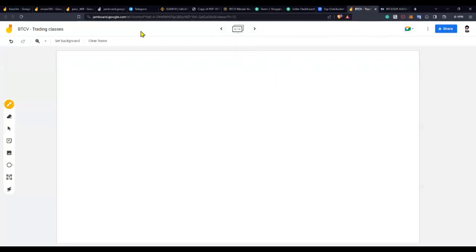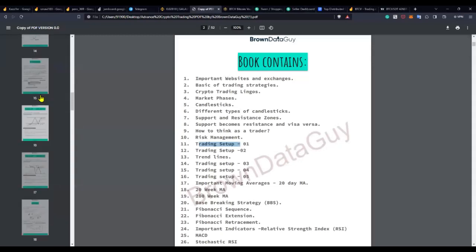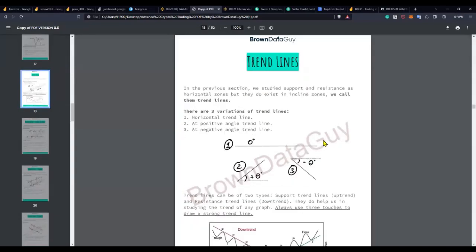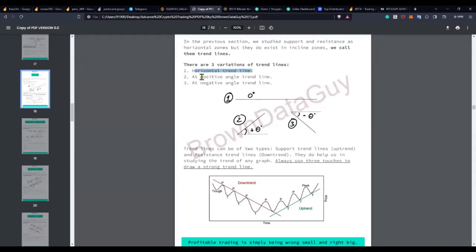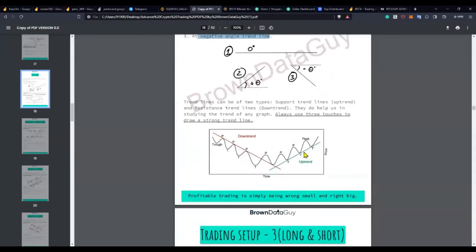Now, yes, we do have time. Let's talk about trading setup 03. You understood what a support and resistance trend line is, right? See this one. Horizontal, positive angle trend line, negative angle trend line. This is what we call downtrend. This is what we call uptrend. That's a peak. P is for peak, T is for trough. And there is time, of course. Time and price are there. Okay, but this is a trend line.